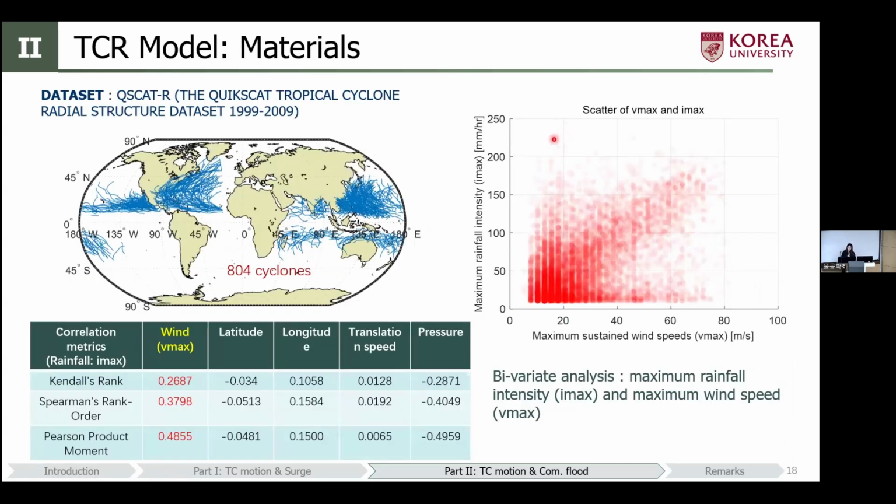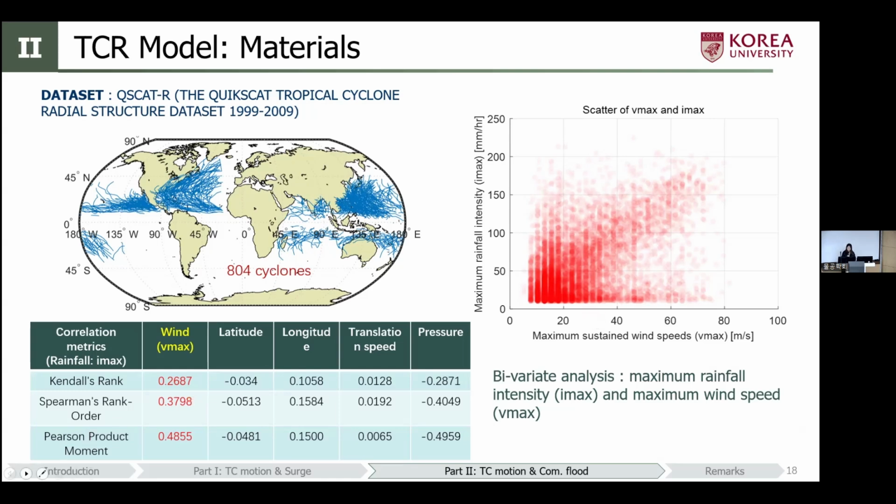So these are the materials we have used. This is the data set. This data set has a specific structure, which is the radial structure. That means it gives us the radial profile of the TC rainfall. And if we check the relationship between the maximum wind speed and the maximum rainfall intensity, we can find it's not really a linear pattern. So we want to do another analysis to get the relationship between these two.